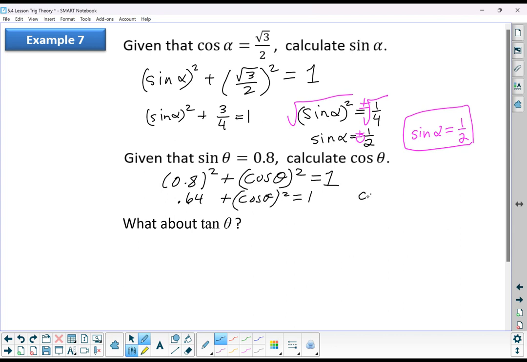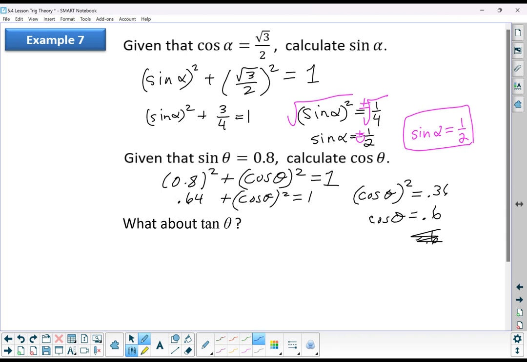So if we subtract, we get the cosine of theta squared is equal to 0.36, which means the cosine of theta is 0.6. Now, again, technically it's also negative 0.6, but we'll talk more about the negatives later, so you don't need to worry about it for now.